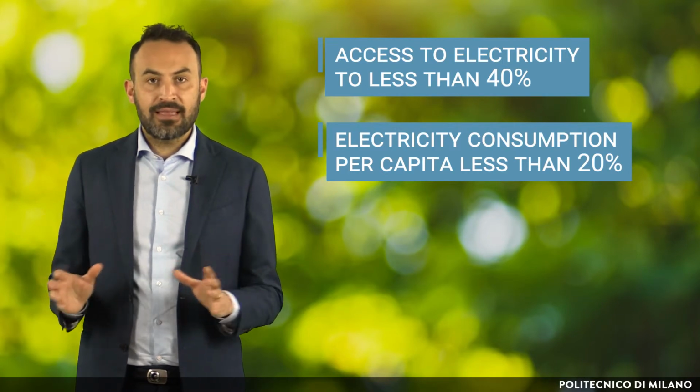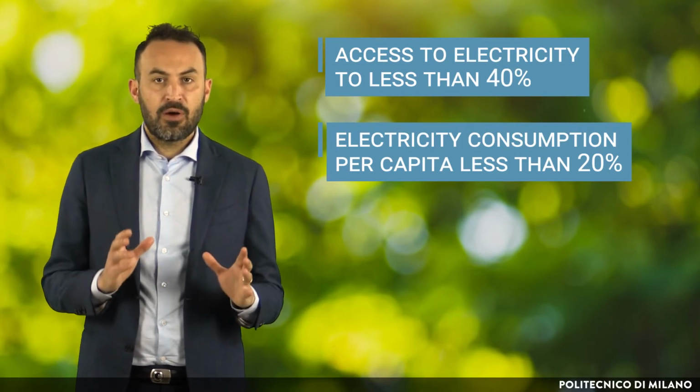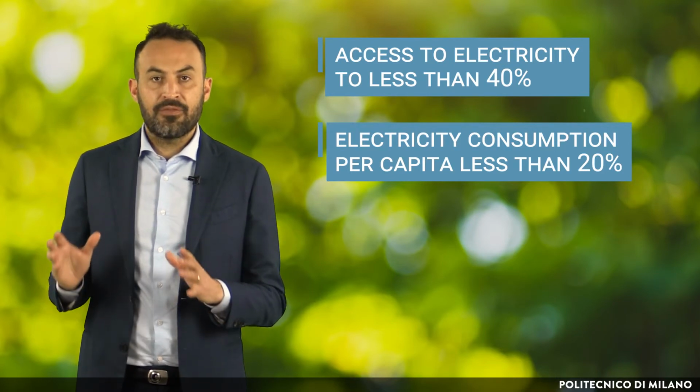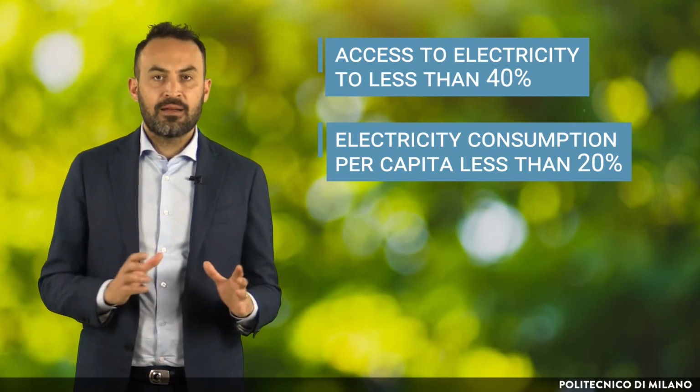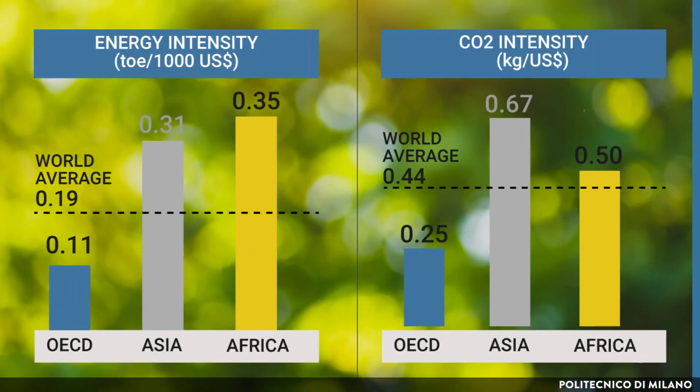Access to clean fuels and technologies for cooking is even smaller, accounting for less than 15% of sub-Saharan population. Energy intensity is almost twice the world average and more than three times the OECD level. Moreover, CO2 intensity is high and almost twice the OECD level. These indicators give evidence of an economic structure that still relies on a very low efficient and not clean supply chains for manufacturing.